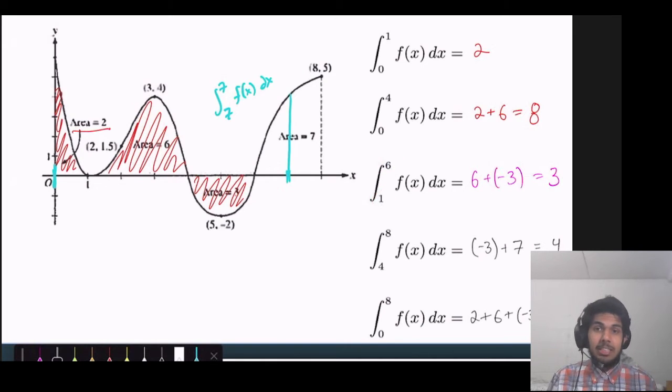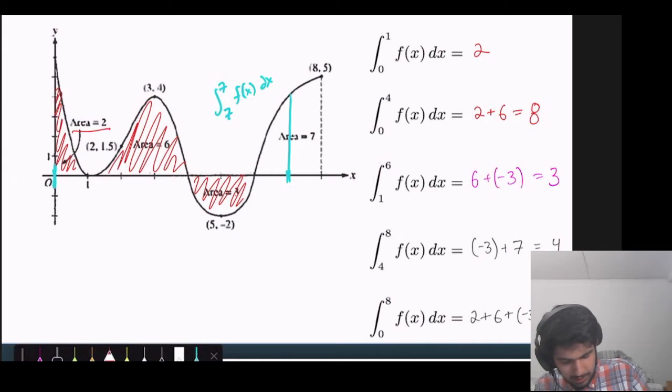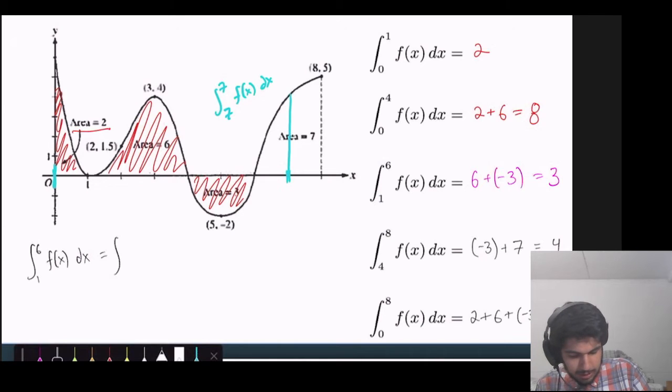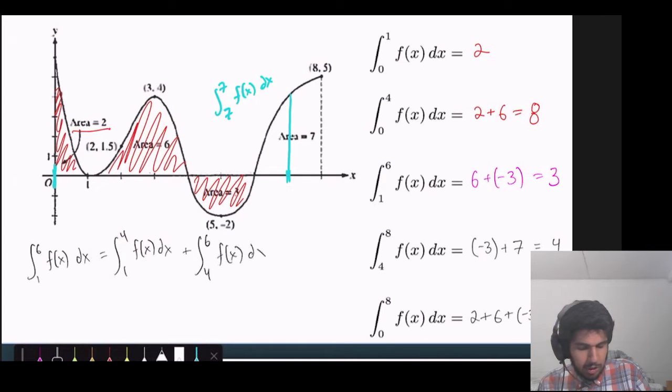Then consider c to be 4. Then what that property is saying is that the integral from 1 to 6 of f of x dx is equal to the integral from 1 to 4 of f of x dx plus the integral from 4 to 6 of f of x dx, which is the property that we implicitly assumed to be true when we were computing these areas.